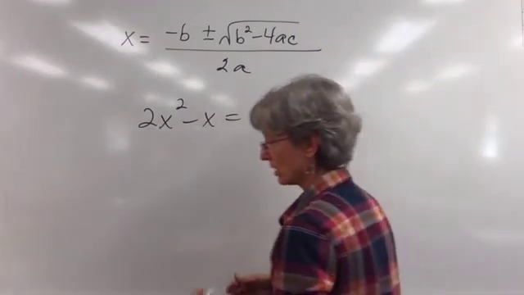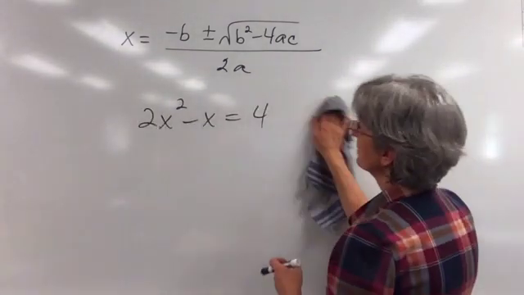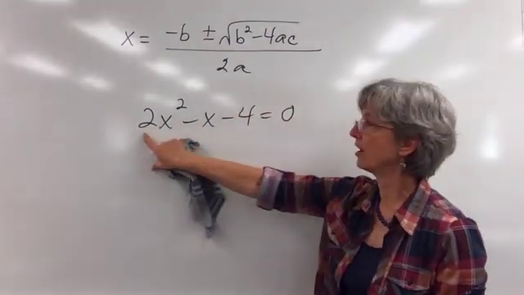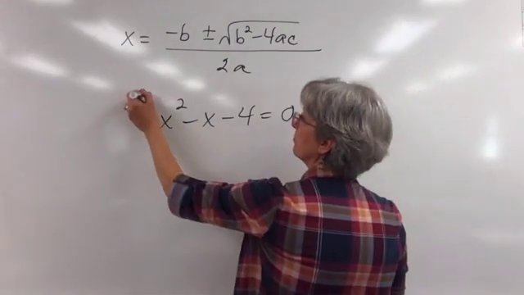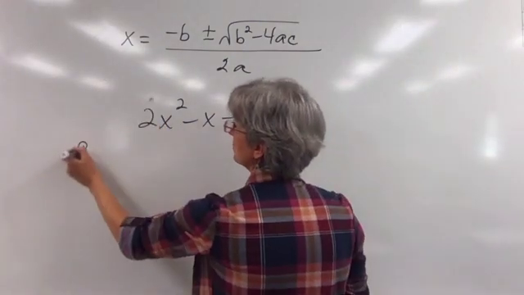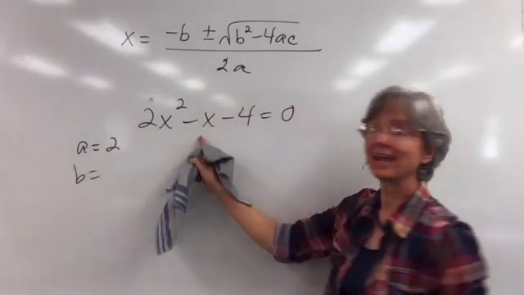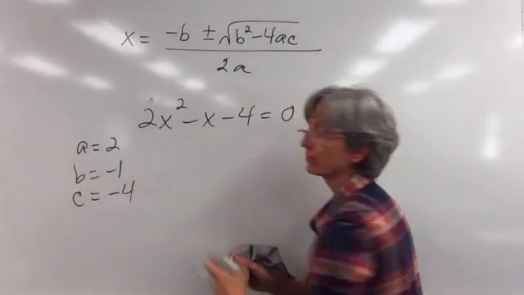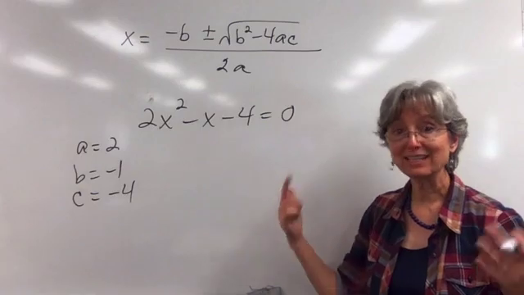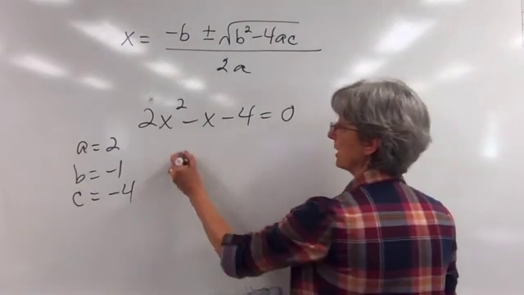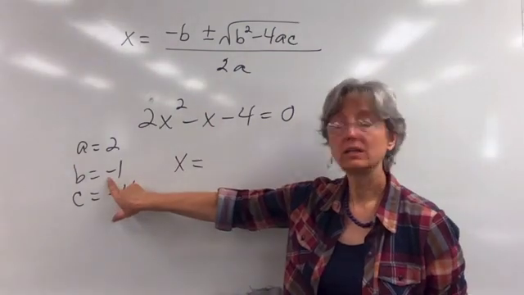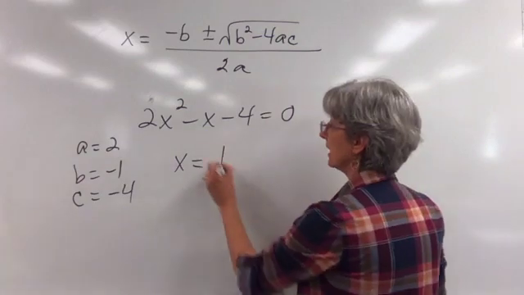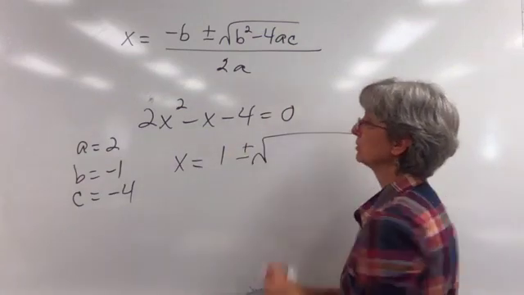So this becomes 2x squared minus x minus 4 equals 0. Now we know our a is 2, our b is negative 1, and our c is negative 4. So now just sing it in your head while you write these down. So x equals negative b. If b is negative 1, then negative b is the opposite of that, or positive 1. Negative b plus or minus the square root of b squared.